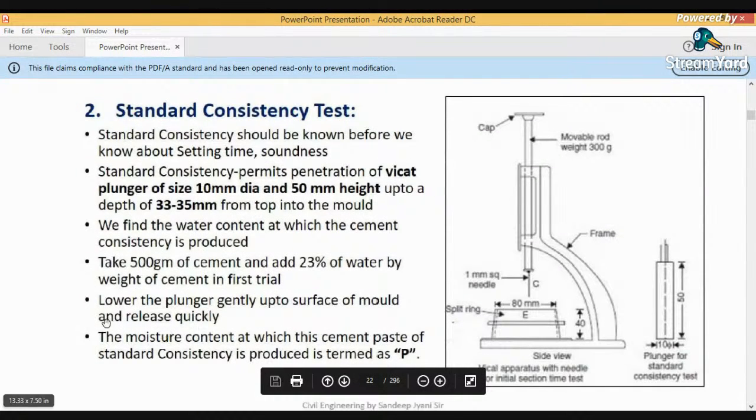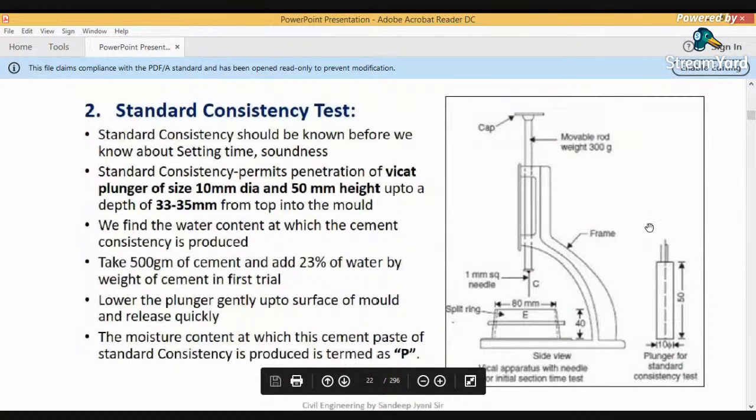Then lower the plunger gently up to the free surface of the mold, and release it quickly. The moisture content at which this needle penetrates the mold to a depth of 33 to 35 millimeter, that moisture content is reported as the standard consistency of the cement. And that standard consistency of the cement is represented by capital P.